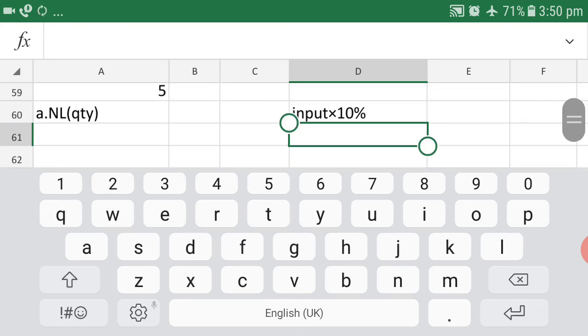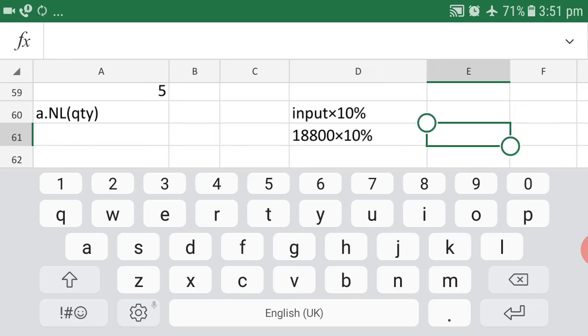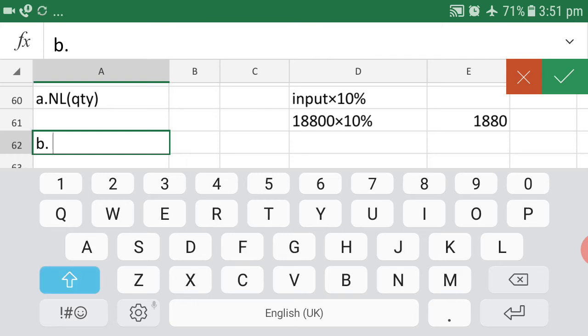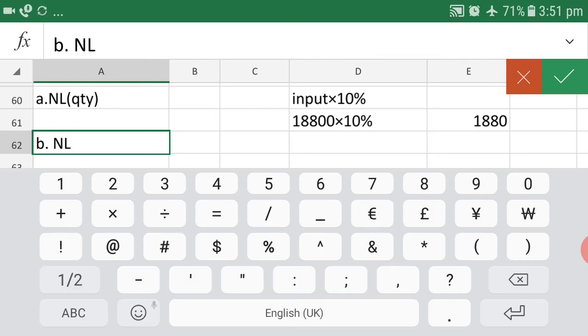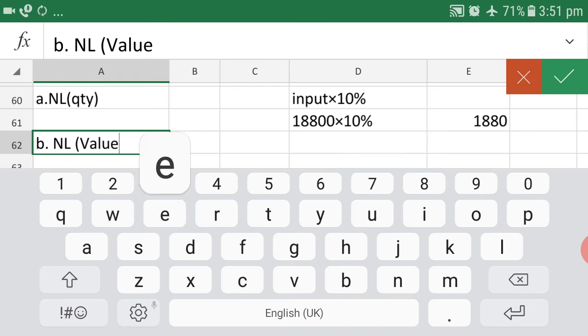Here 18,800 is the input, that into 10%. 18,800 into 10%, 1,880. Clear? This is normal loss in quantity. And next we can do normal loss in value.